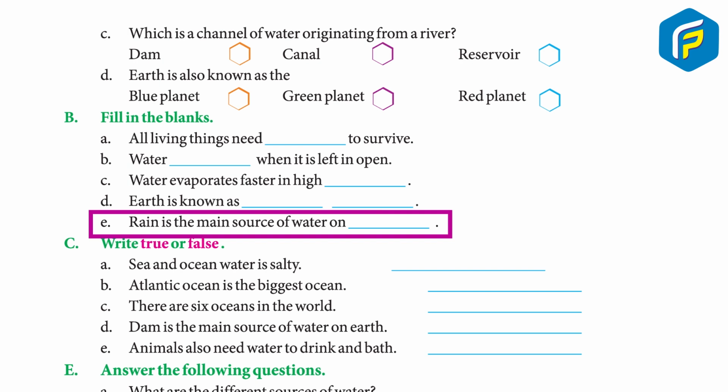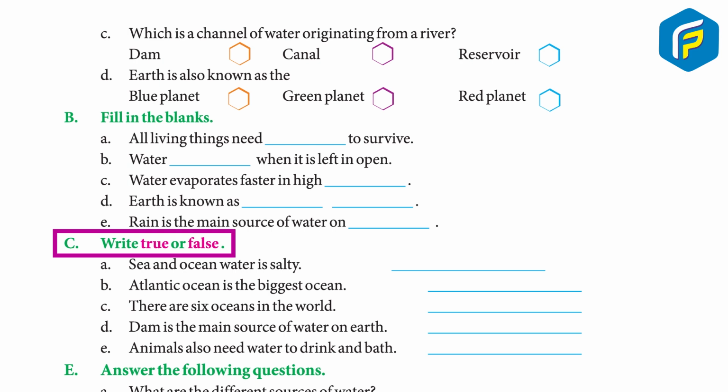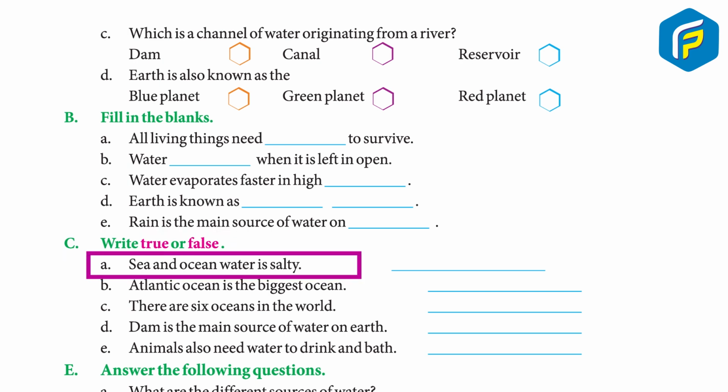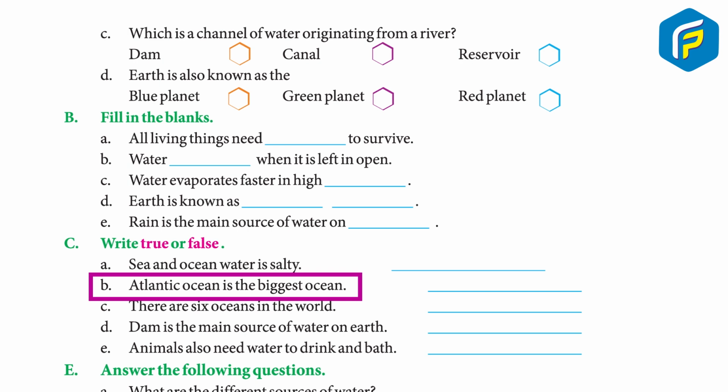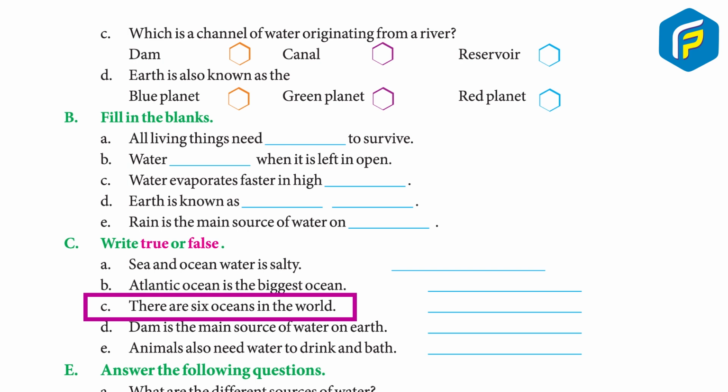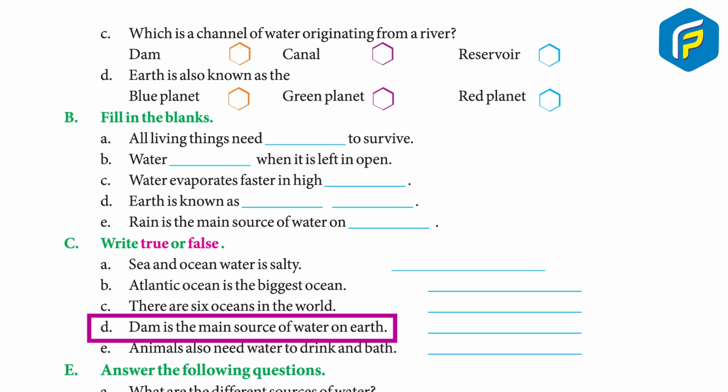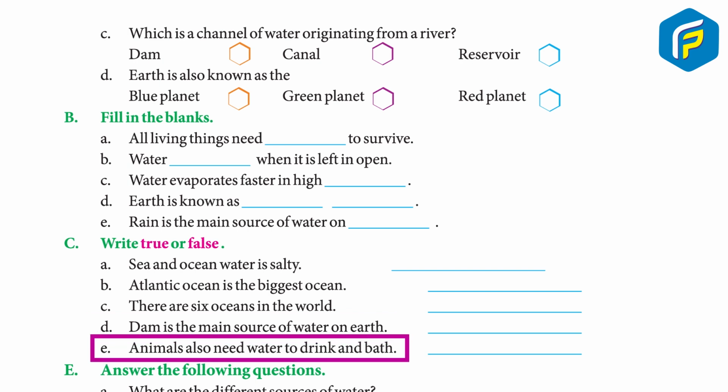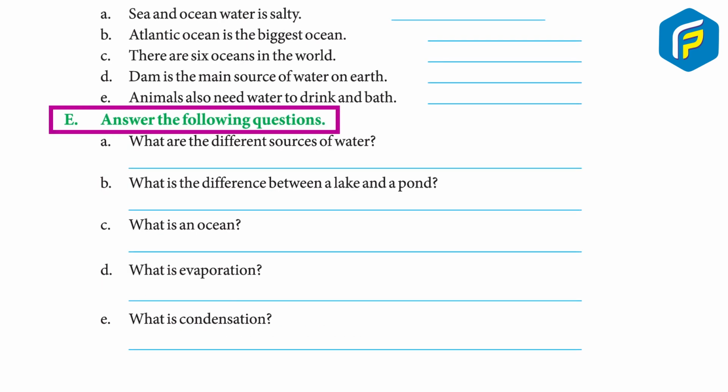Answer. Earth. C. Right, true or false? A. Sea and ocean water is salty. Answer. True. B. Atlantic Ocean is the biggest ocean. Answer. False. C. There are 6 oceans in the world. Answer. False. D. Dam is the main source of water on earth. Answer. False. E. Animals also need water to drink and bath. Answer. True.